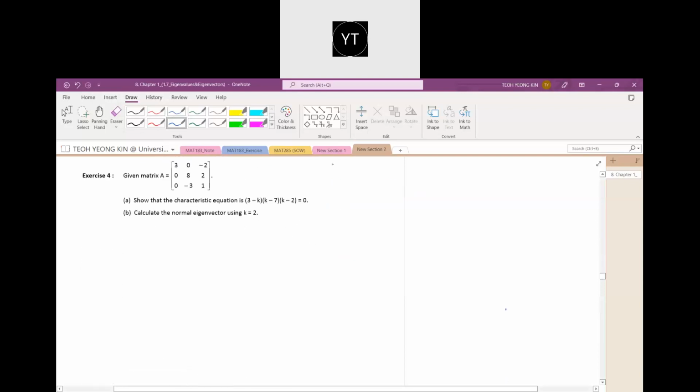Let's look at one example. Let's say I use exercise 4 as our example. So first, show that the characteristic equation is given as this one. So what is the characteristic equation?